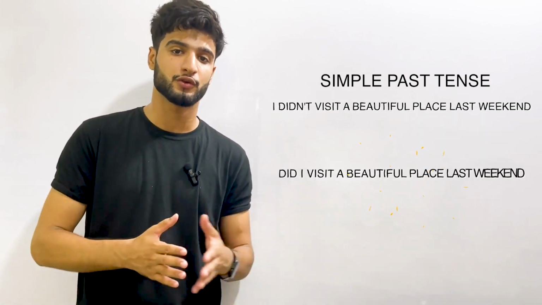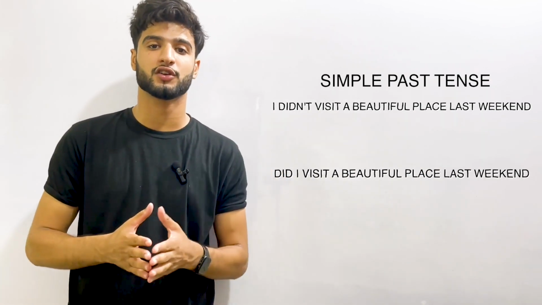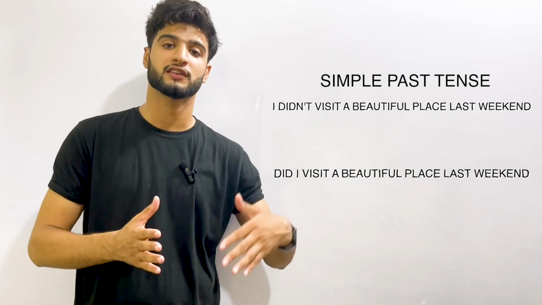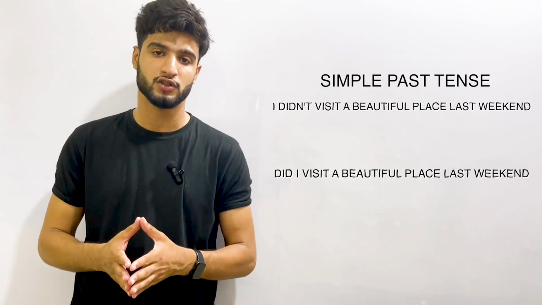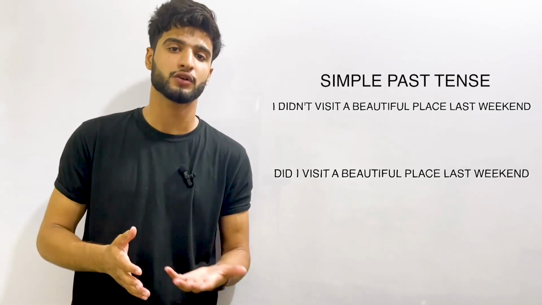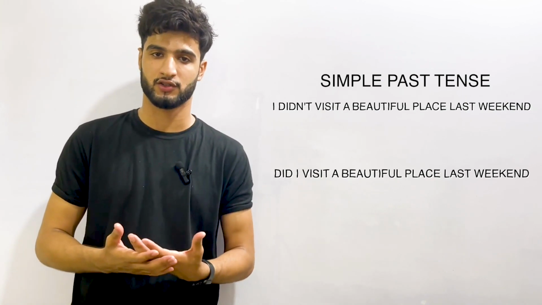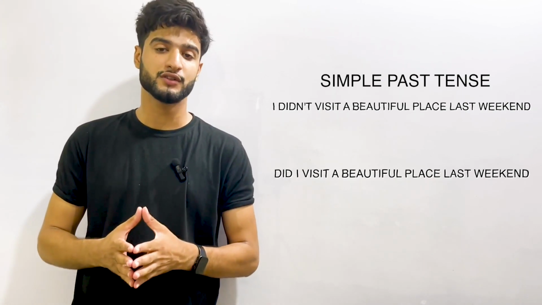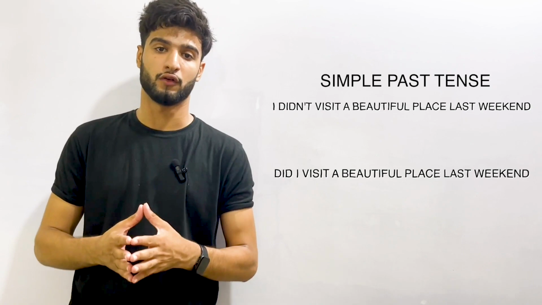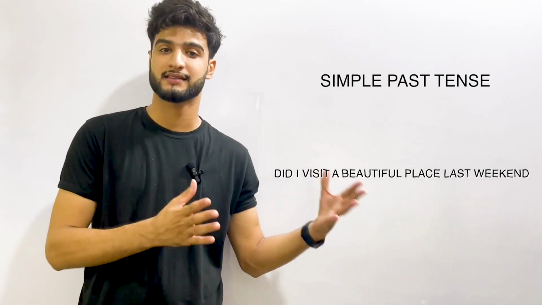Did I visit a beautiful place? So in the positive structure, we talk about an action that has happened. In the negative structure, we talk about an action that has not happened. And in the interrogative structure, we ask questions, right? Well, those were the simple usages of simple past tense.